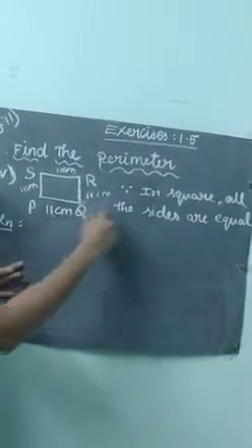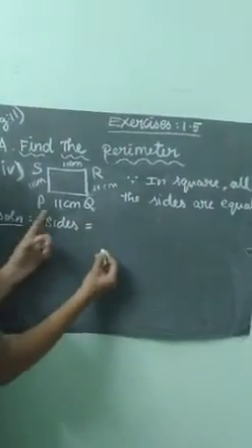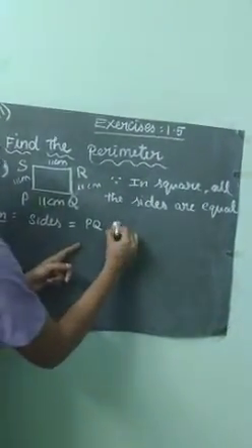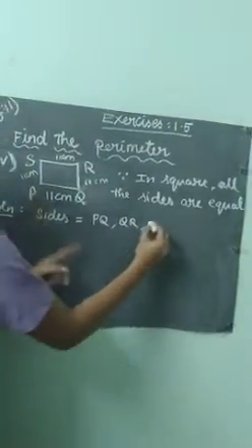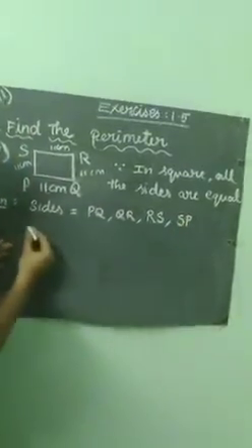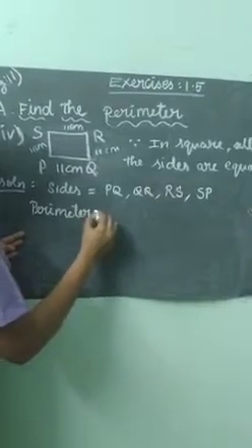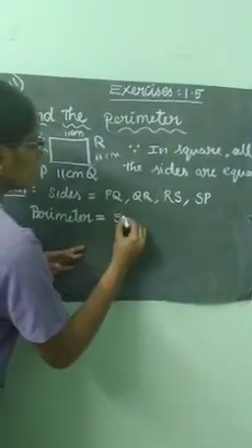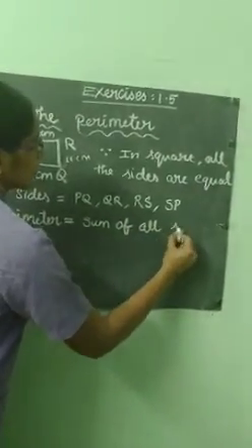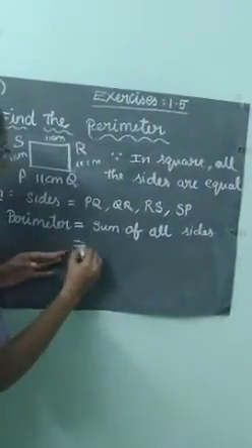Okay, these are all the one under answer only. First, write the sides. Sides equal to, what are the sides having here? PQ, QR, RS, SP. Then, same like that, write the perimeter equal to sum of all sides. Sum means addition, sum of all the sides. That means we want to add all the sides. Understand? Okay, equal to.